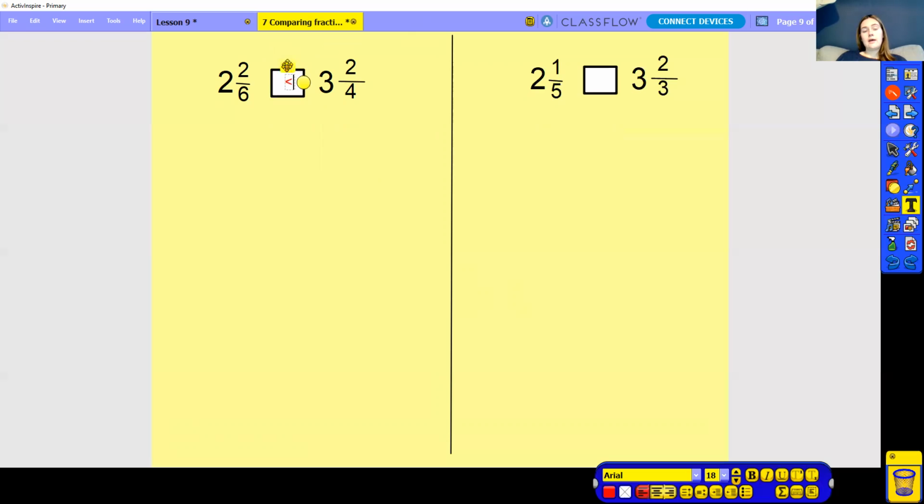If the two whole numbers were the same and the fractions were different, then you would just compare the fractions. But because the whole numbers are different anyway, you don't need to. You can just compare it this way. We can see that's greater straight away.